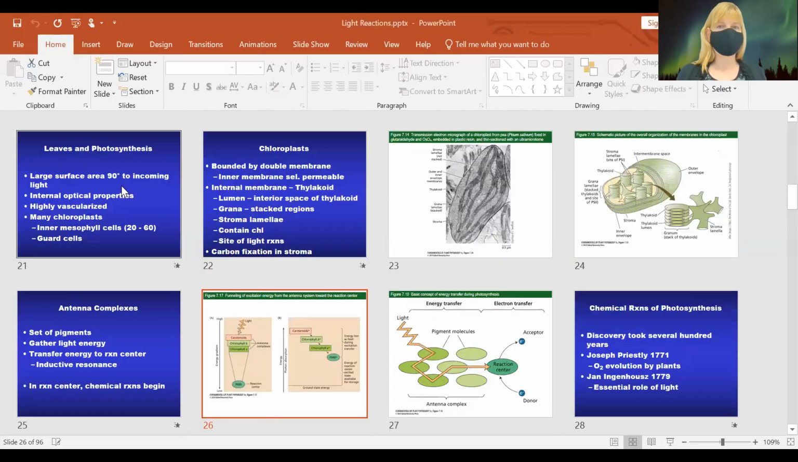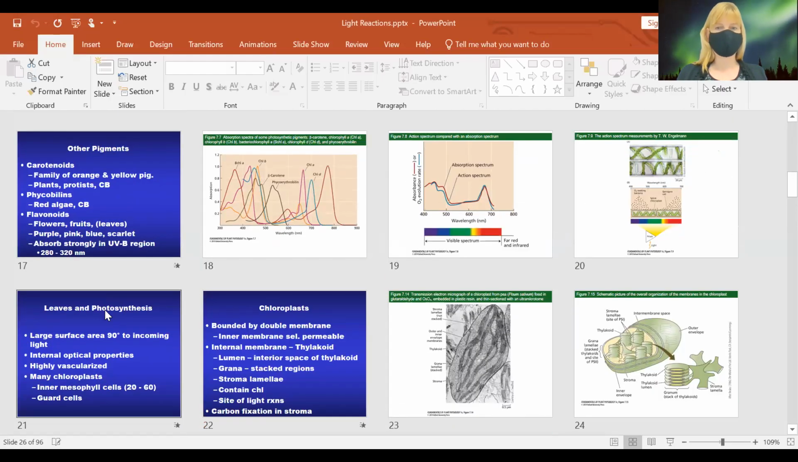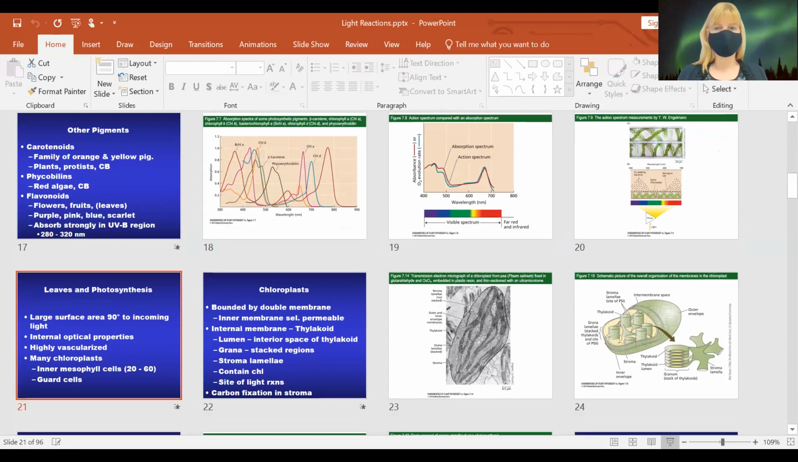All right, so we need to get back into the light reactions and think about that whole process when we were, where is the, okay, I'm going to share the screen. All right, hopefully just one big slide.